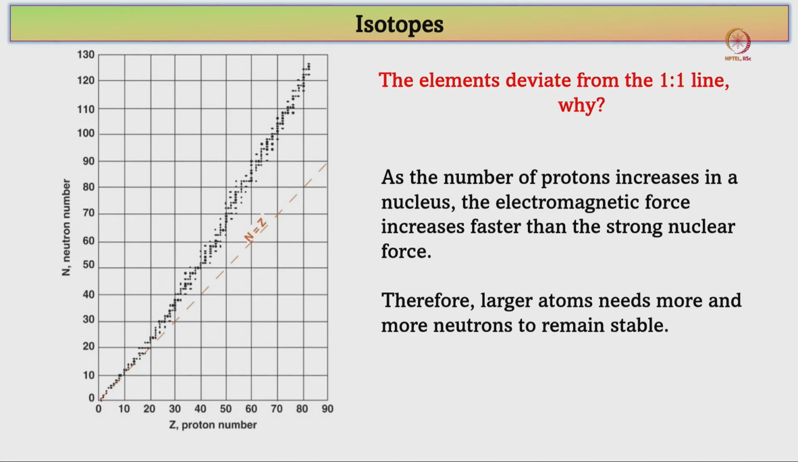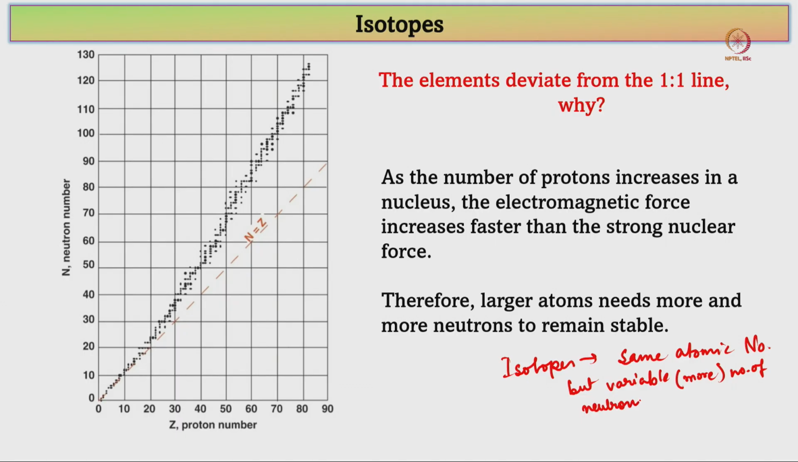So, as we saw, isotopes are the ones which have the same atomic number, but variable, and by variable I always mean more, okay, more number of neutrons, that is mass number.